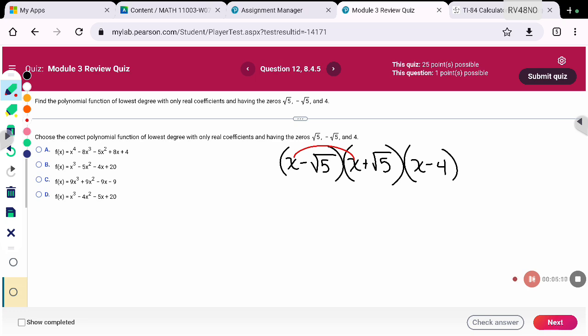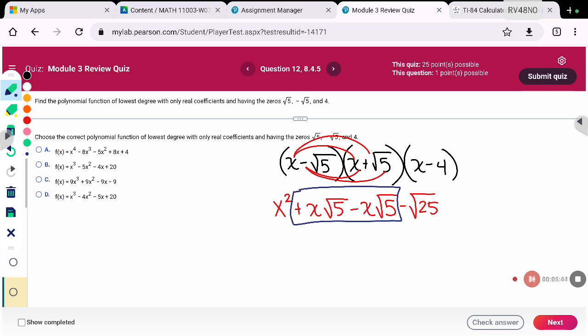X times x gives me x squared. X times positive square root of 5 is positive x square root of 5. The inner is just going to be the opposite of that, negative x square root of 5. And then my last, negative square root of 5 times positive square root of 5, gives me negative square root of 25. Okay, now these middle two terms are like terms, and one's positive and one's negative of the same thing, so they just cancel each other out.